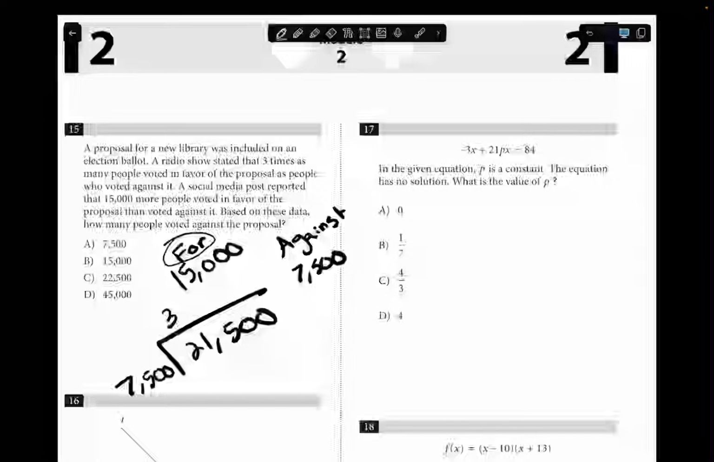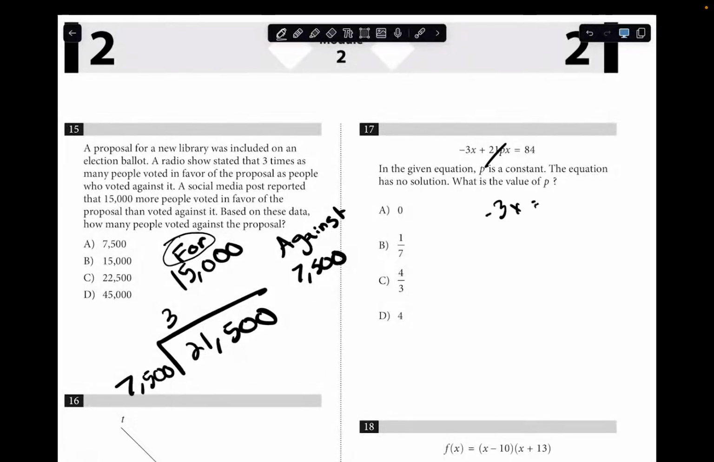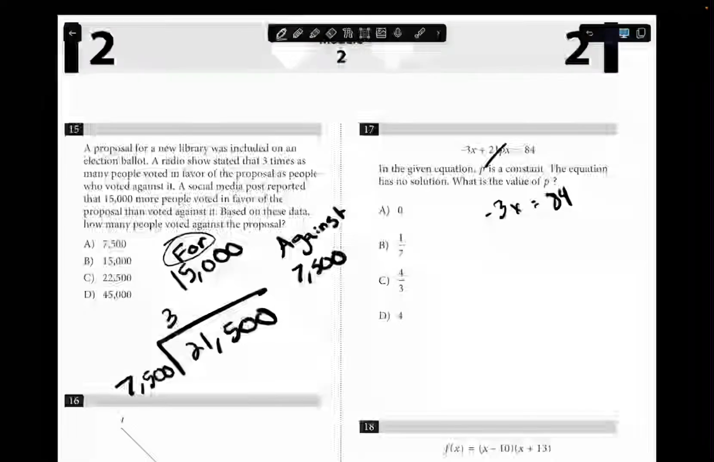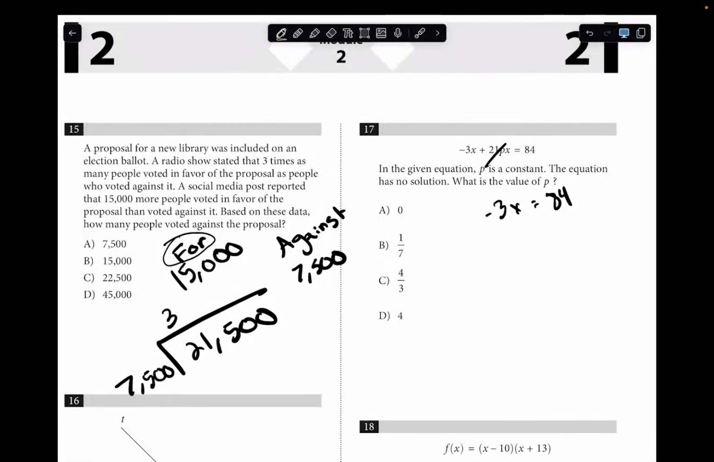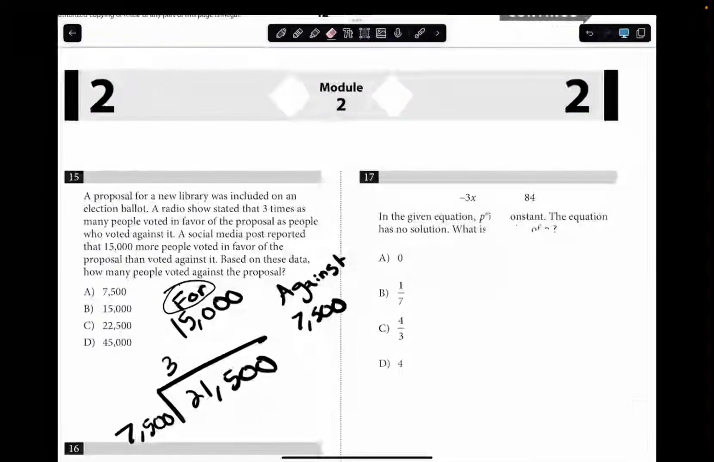Minus 3x plus 21px equals 84. In the given equation, p is a constant. The equation has no solution. What is the value of p? Well, if p was 0, I could still solve that. So I'm pretty sure it's not a. Because if p was 0, this would be minus 3x equals 84, and you could solve for x.